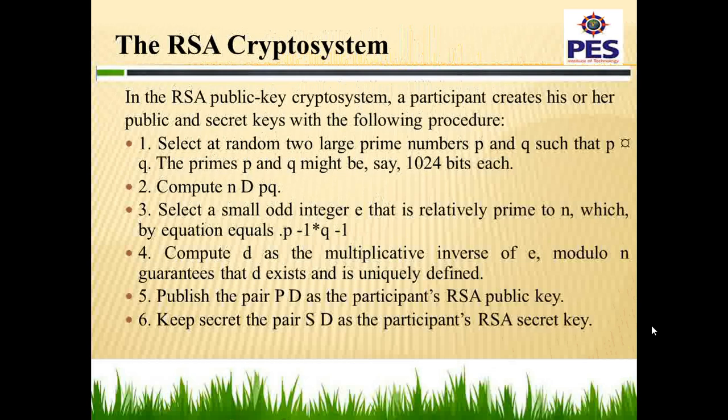As I said, D is the decryption key. It is a secret key given to the receiver. Publish the pair of e and n as the participant's RSA public key. The public key can be known to anyone, but the decryption key should be known only to the intended receiver. Keep the secret pair of D and n as the participant's RSA secret key.